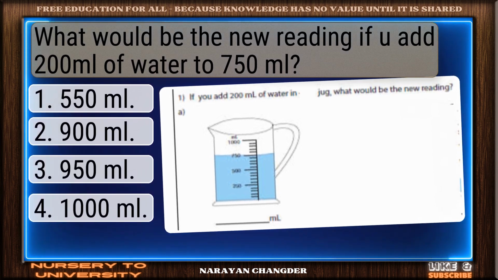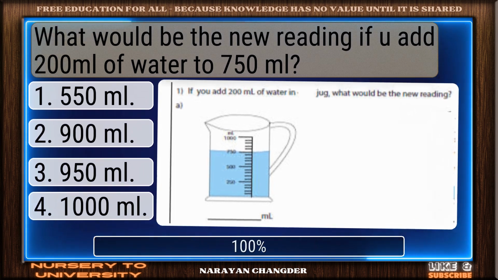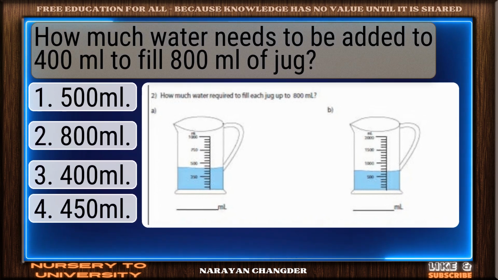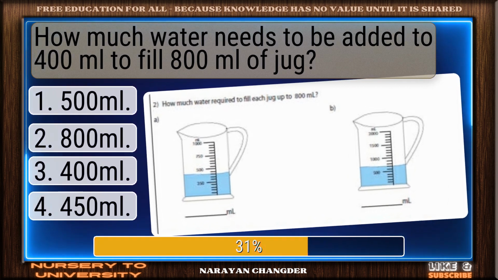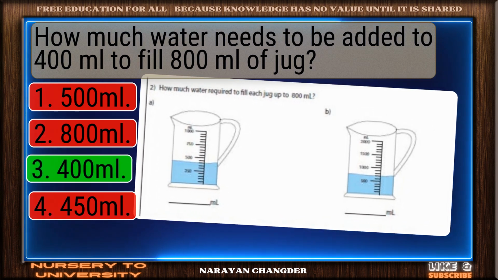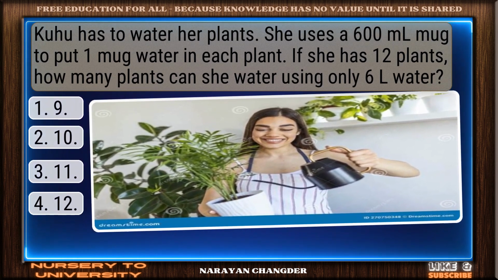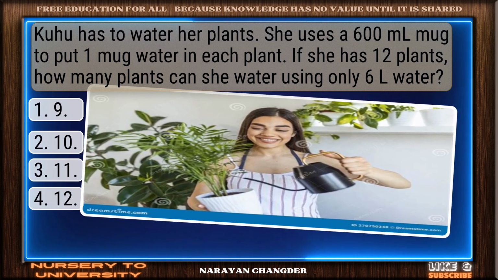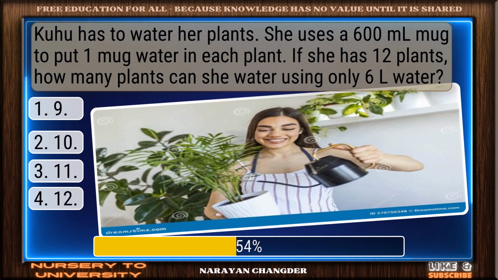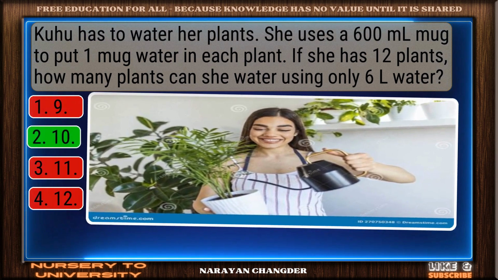What would be the new reading if you add 200 ml of water to 750 ml? On track. 950 ml is the correct answer. How much water needs to be added to 400 ml to fill 800 ml of jug? Good thinking. 400 ml is the right answer. Kuhu has to water her plants. She uses a 600 ml mug to put 1 mug of water in each plant. If she has 12 plants, how many plants can she water using only 6L of water? Correct response. 10 is the most accurate answer.